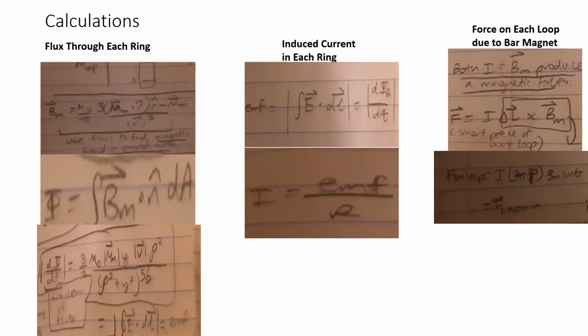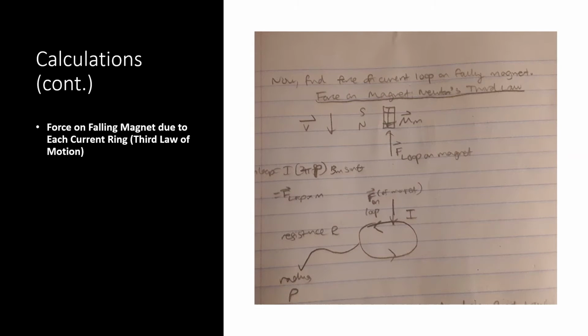Here is an outline from my notes for the calculations, where we see the step-by-step: the flux through each ring, the induced current in each ring, and the force on each loop due to the bar magnet. We can see these formulas from my notes derived from the edX videos and the Chabay textbook. These formulas will be incredibly important, and they can be seen in the code later. Finally, this is where the third law of motion comes in. We can find the force on the falling magnet due to each current ring. We have the south pole on the top and the north pole on the bottom, and the force of the loop on the magnet is facing up towards the magnet, and the force of the loop on the magnet is towards the bottom.